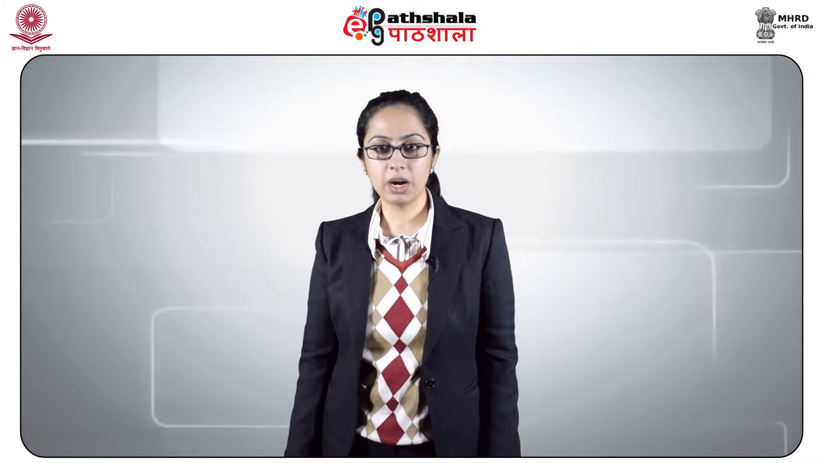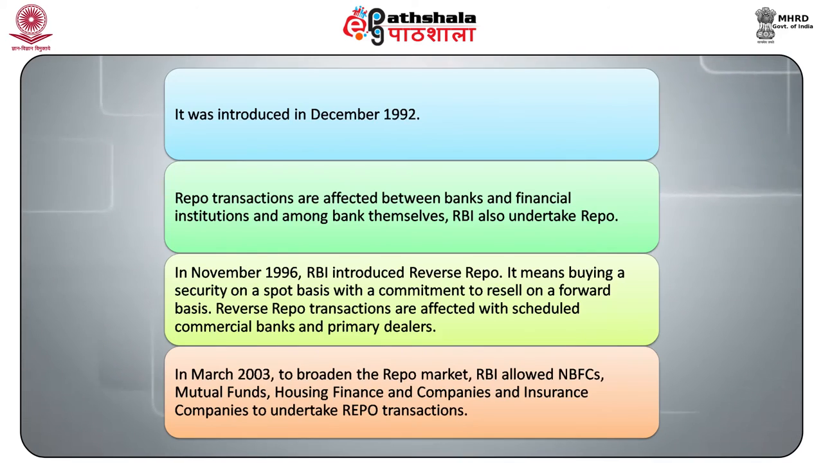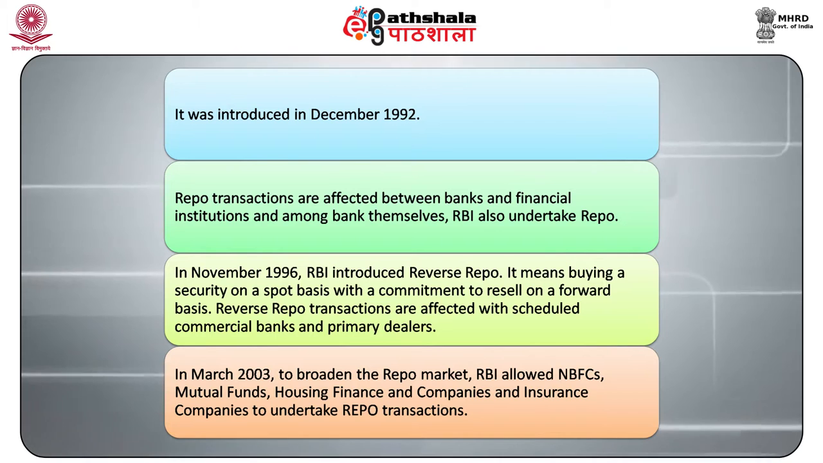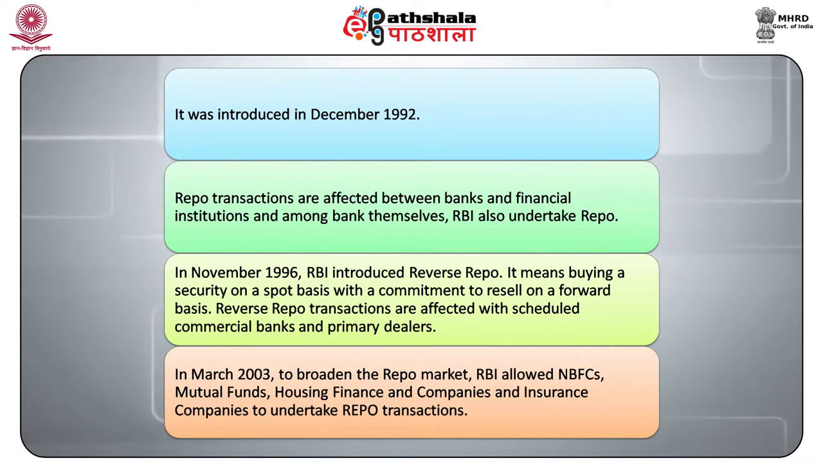In other words, for one party who is seller of security, the transaction is repo, while for the other party who is buyer of security, it is reverse repo. It was introduced in December 1992. Repo transactions are effected between banks and financial institutions and among banks themselves.